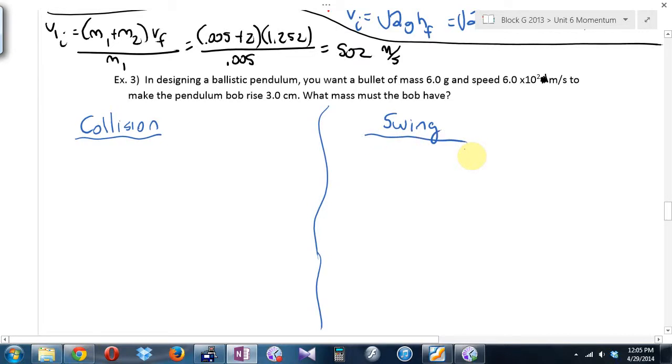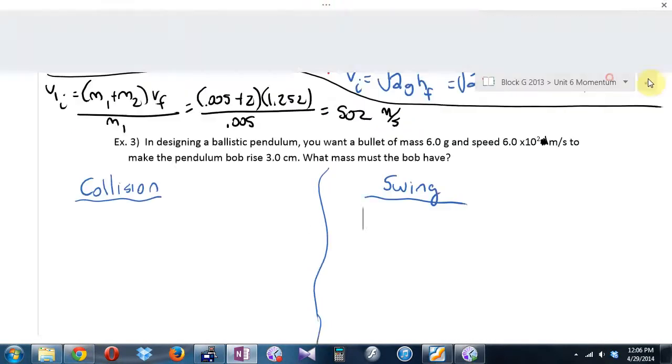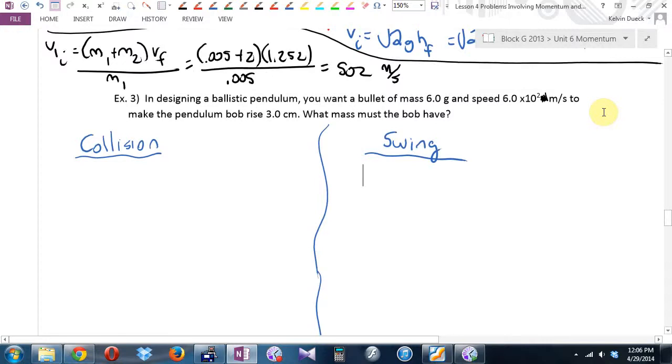Okay, this question's significantly more challenging. What's this question asking me to find? Okay, the mass. Did they tell me both velocities, v initial and v final, or did they tell me the height of the swing? I'm going to start with the swing part and work my way backwards, I hope. So in the swing, we have a change in height, change in speed. We would say that's a job for, especially with a curvy path, conservation of energy.